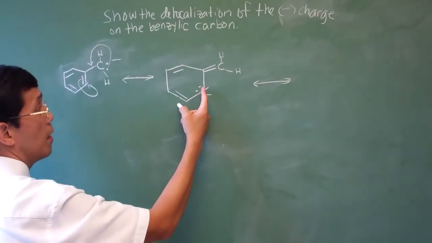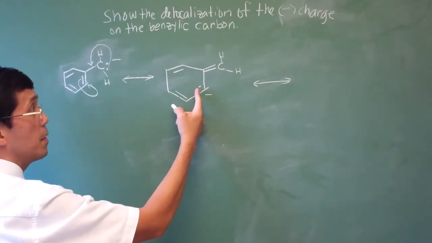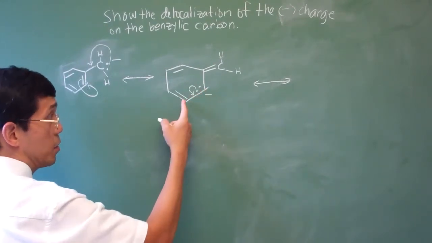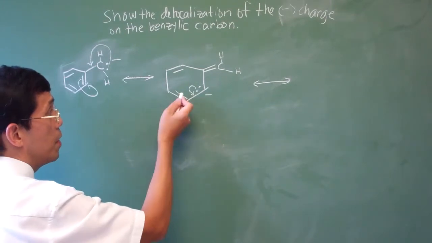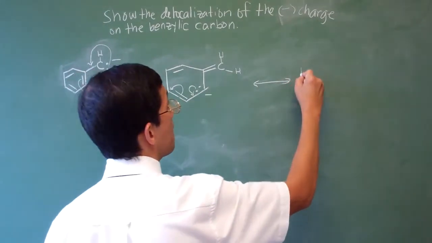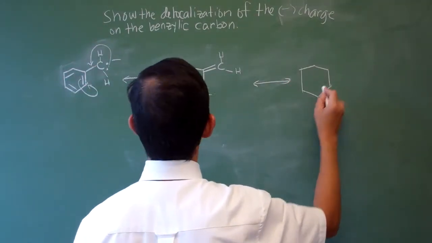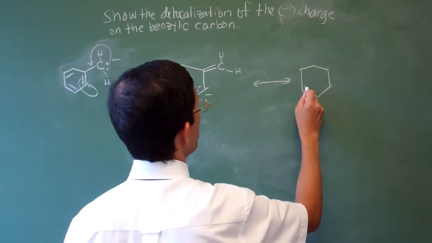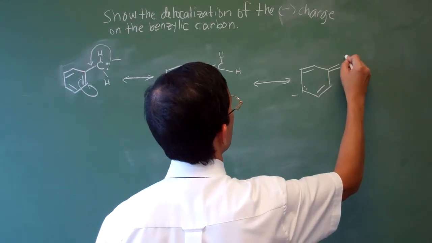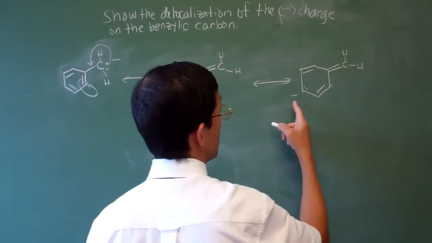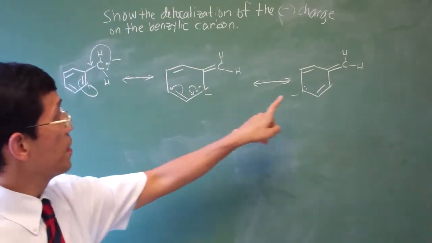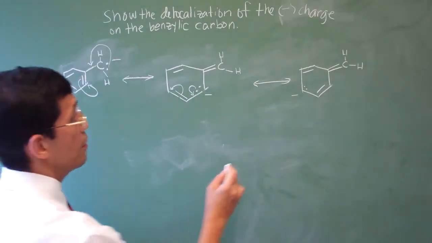Alright, so that lone pair on that carbon could form a pi bond between that carbon and that carbon. So that carbon there has to give up that bond, so that bond goes to that carbon as a lone pair. So now the negative charge has moved from that carbon to that carbon. Yes? Alright, next.